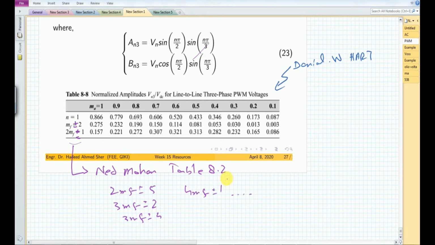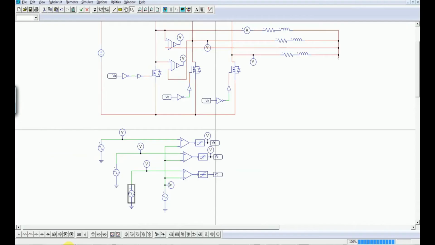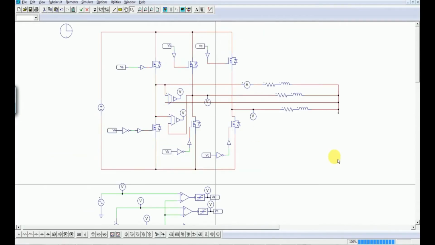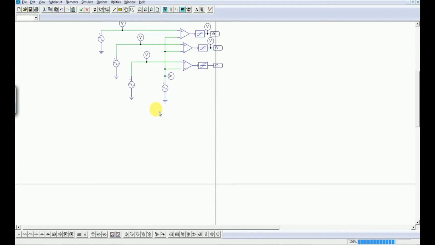So however, by using this table, we can actually simulate the given problem. So let's go to the simulation part. Now I have developed this three-phase inverter, as you can see here. So we have this switch S1, S3, S5, and similarly we have 3 switches connected on the low side. For the gate driver circuit, we have developed this scheme here.